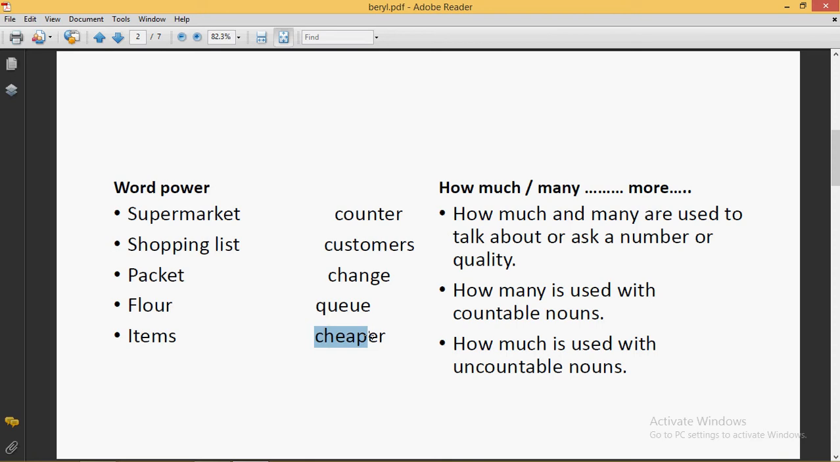Supermarket. What is a supermarket? A supermarket is a place where we buy things. It is a big building, it's like a mall. We go there to do the shopping.